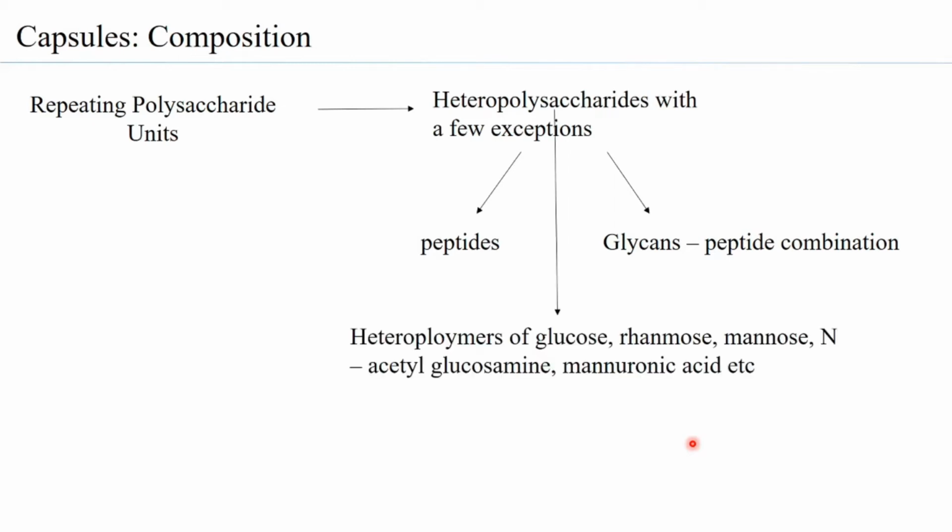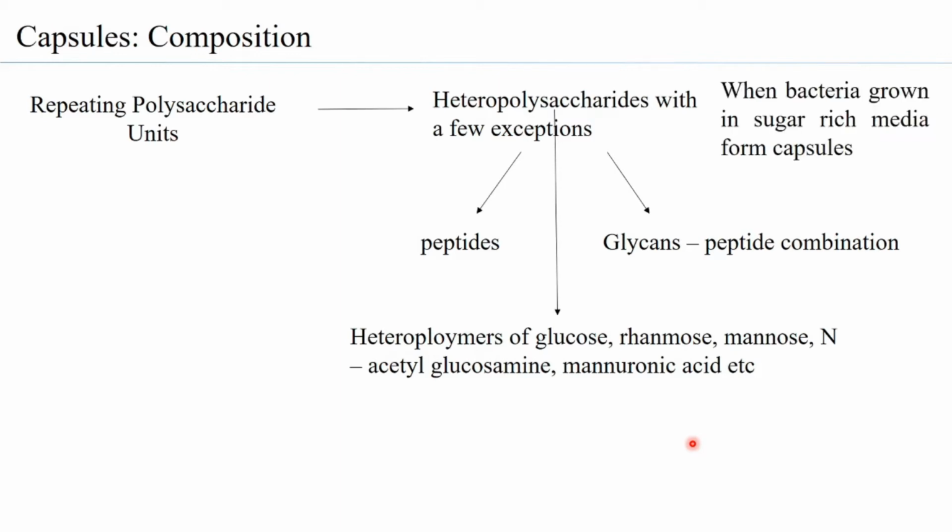Heteropolysaccharides per se means that the polymer formed could be made up of glucose, rhamnose, mannose, N-acetyl glucosamine, and mannuronic acid, and to a certain extent, one also observes in certain bacteria capsules having acetic acid. So there is a range of different monosaccharides that can be present in the capsules.